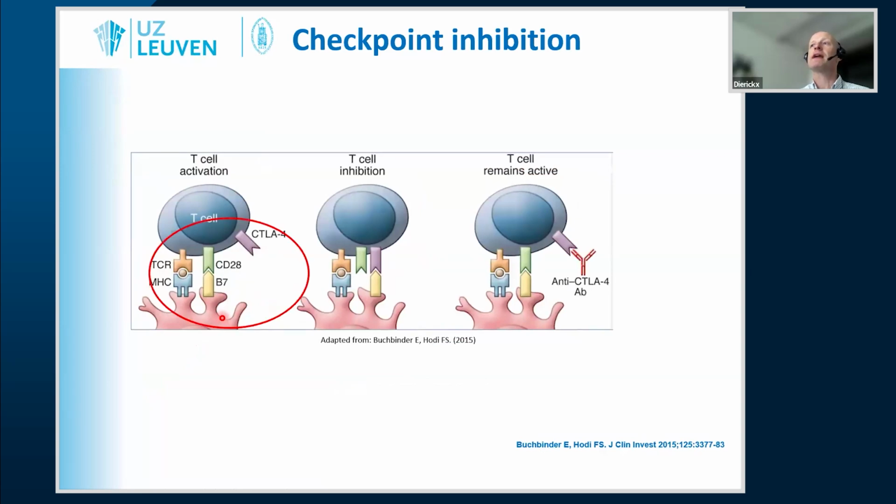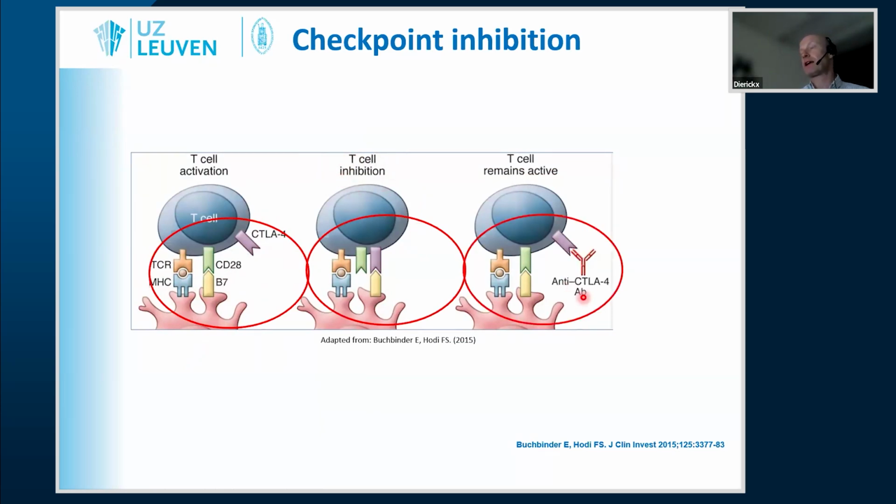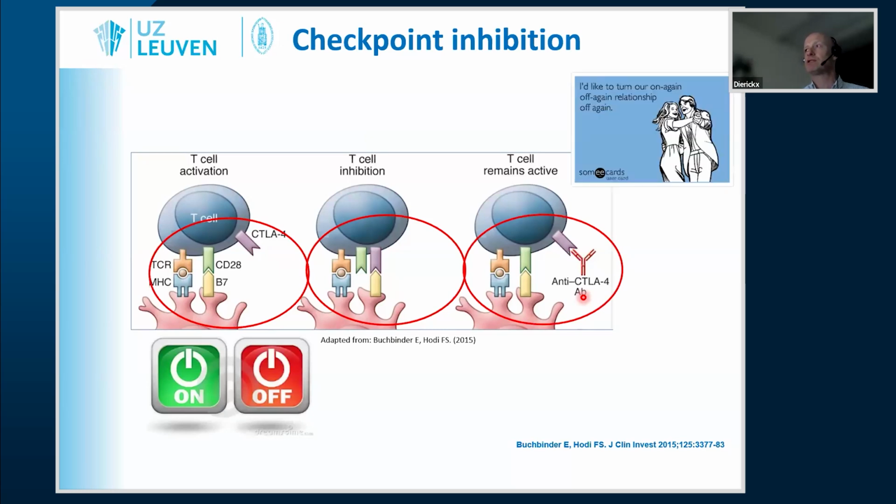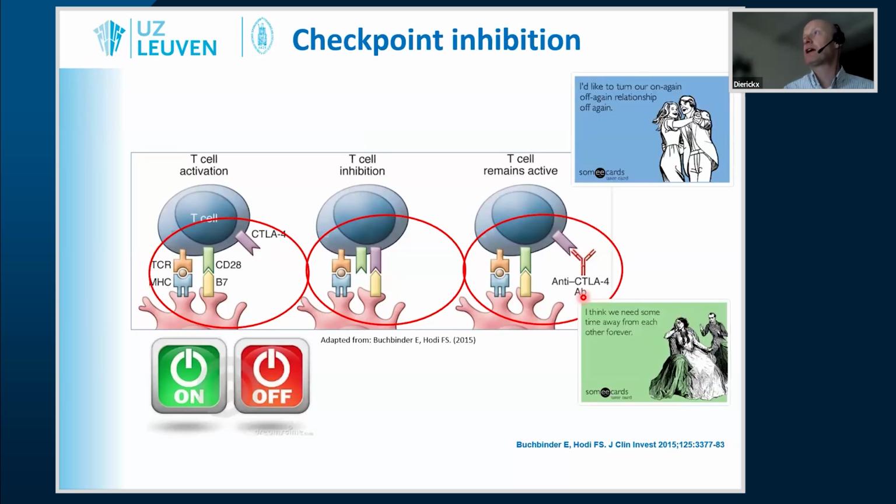So here you see it another way. You see first the binding of CD80 and CD86 to CD28. Then you have the upregulation of CTLA4, and the T cell is not activated anymore. And with the antibody, you can reactivate it. So it's a kind of switching on and off the immune system, actually like we often do with relationships. We want to turn it on, we want to turn it off, and so on.